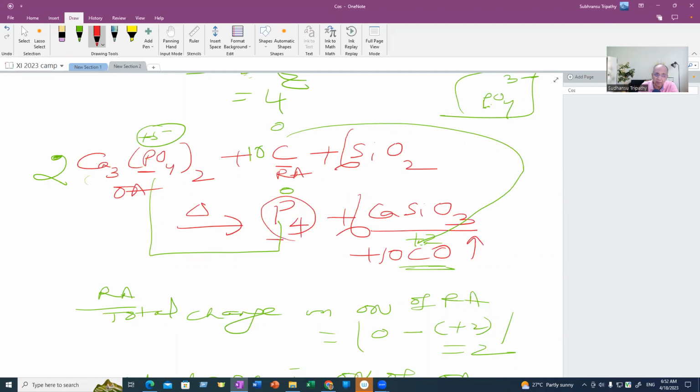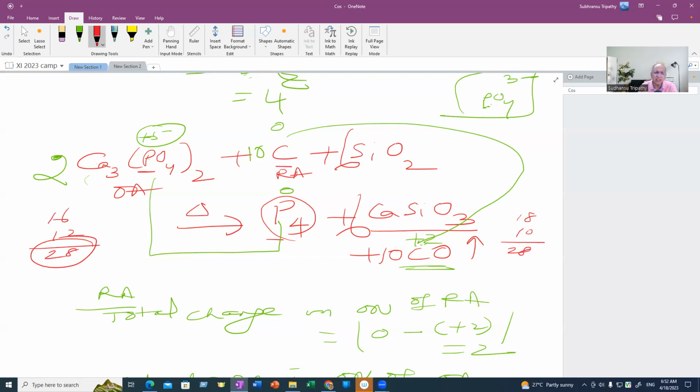So let's see how many oxygen on this side: 4 into 2 is 8, 2 into 8 is 16, plus 6 into 2 is 12. So 3 into 4 into 8 times 2 is 16 plus 6 into 2 is 12. So there are 28 oxygen in the left side. Let's see how many oxygen atoms are there in the right side. 6 into 3 is 18, then 10. Here also 28. Oxygen is the best element for giving you 100% confidence that the equation is balanced.